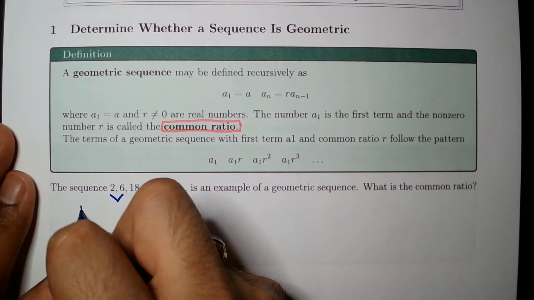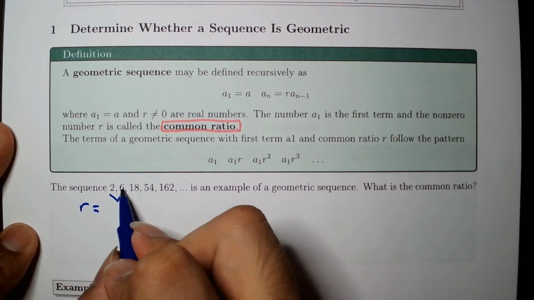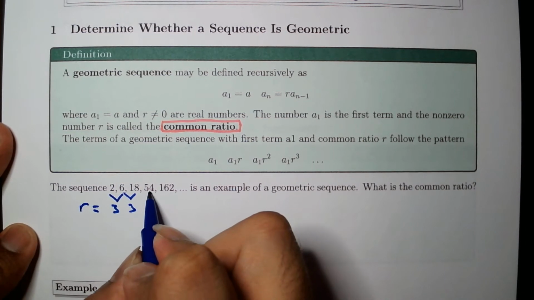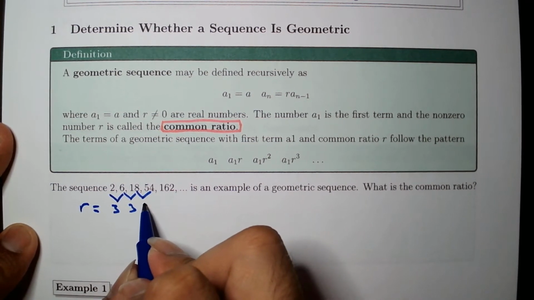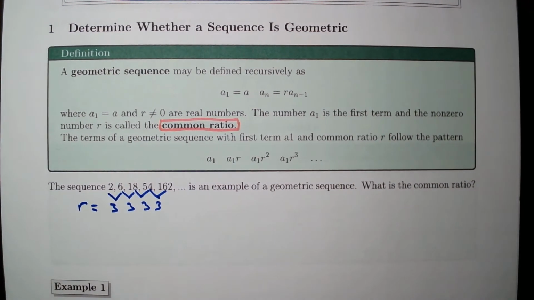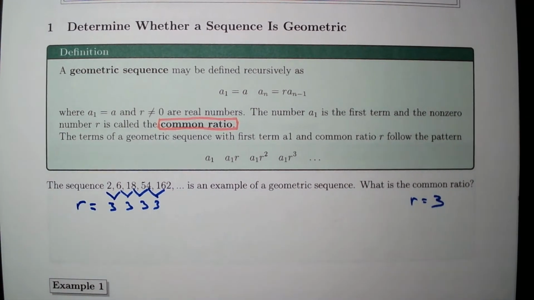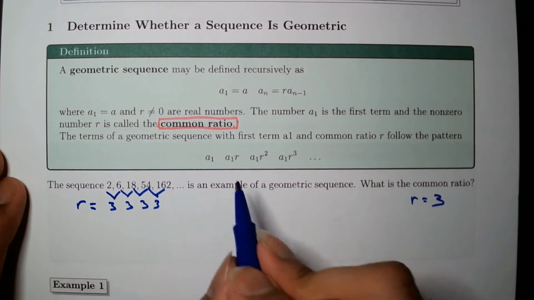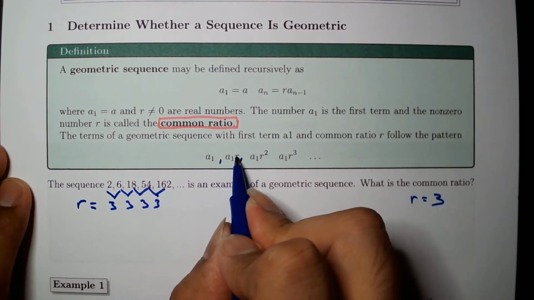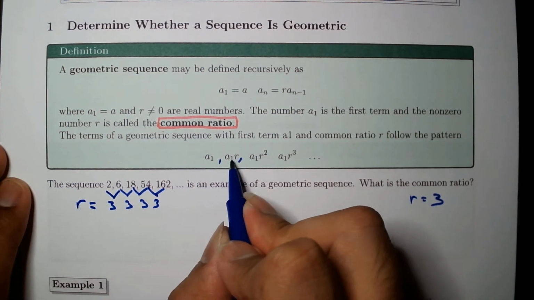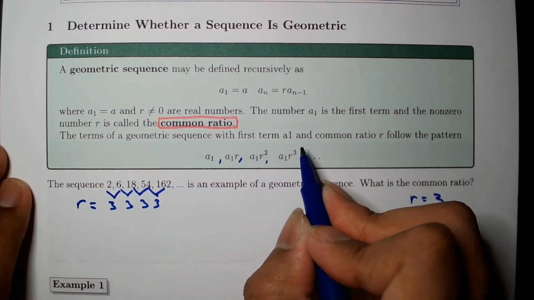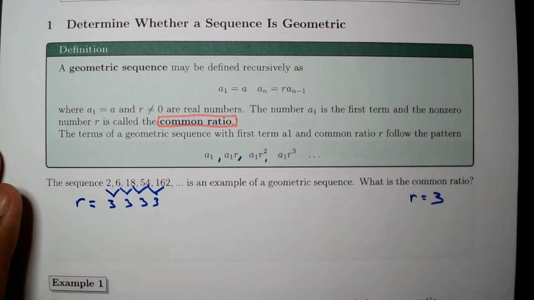In this case we're not looking for d but for r. 6 divided by 2 is 3. 18 divided by 6 is 3. 54 divided by 18 is 3. 162 divided by 54 is also 3. So the common ratio r equals 3. The form of the sequence is the first term, then the first term times the ratio, then the first term times the ratio squared, then the first term times the ratio cubed, and so on and so forth.